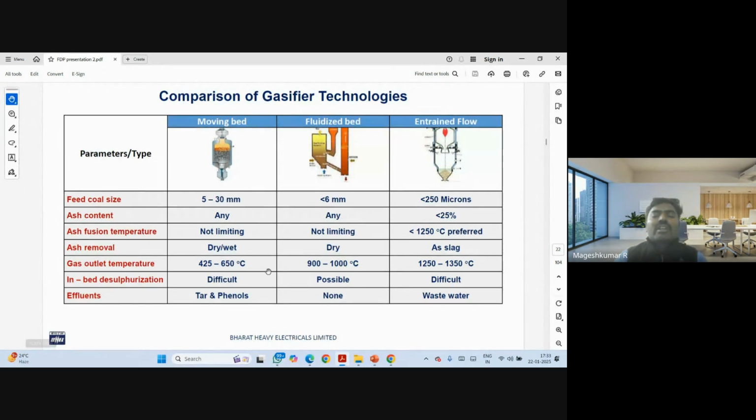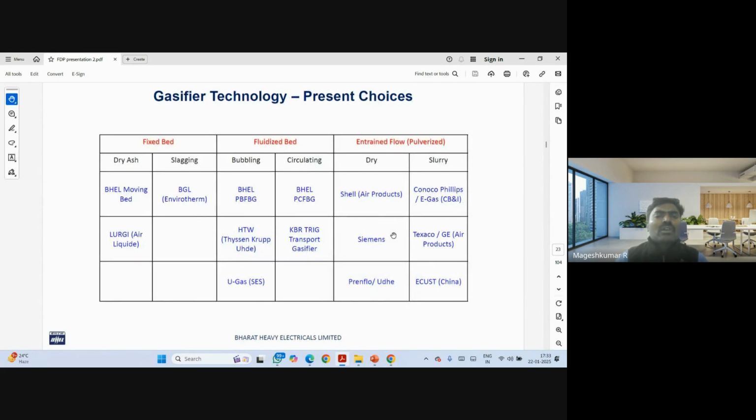Here we are going for the different technologies. Inside the fluidized bed gasifier, you can also use all types of coals. But this particular process was commercially proven, and in this they find it operation friendly, in case there is a lesser amount of ash within it. Then, gasifier technology and the present choices.